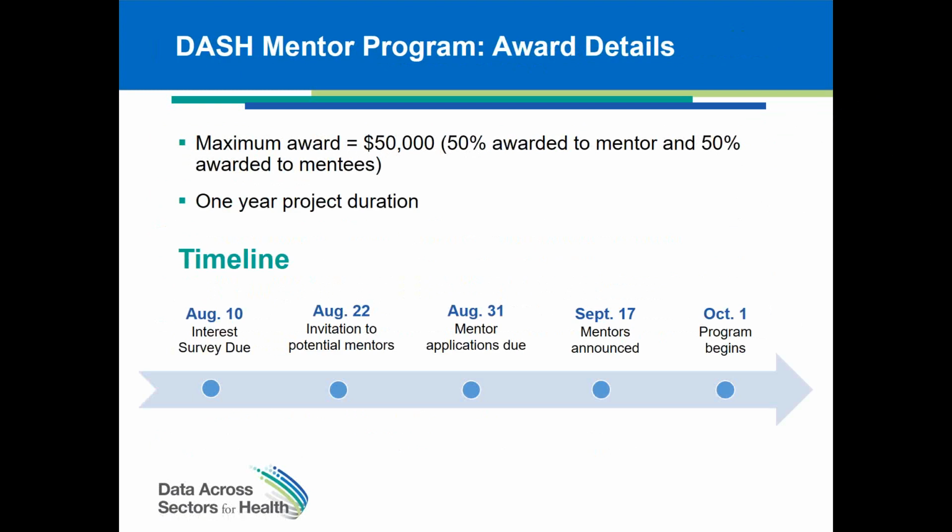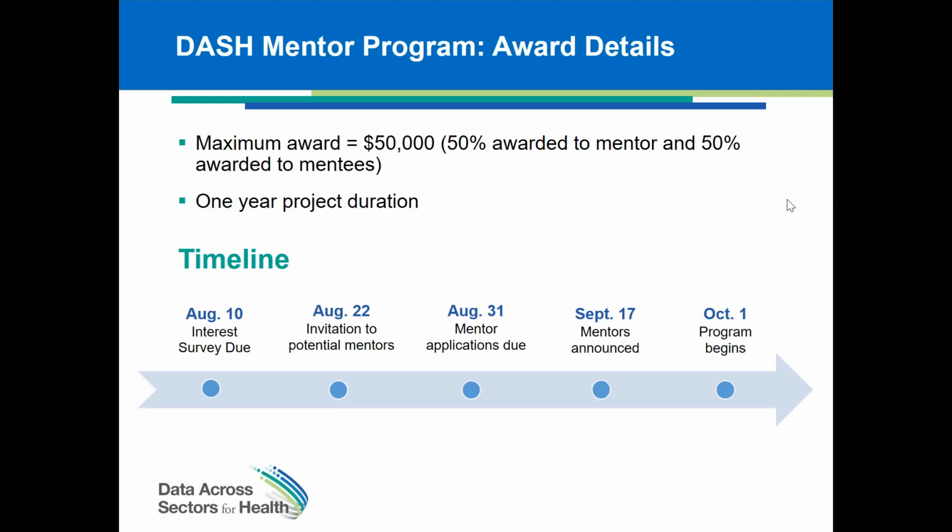So the way we're rolling this out is demonstrated here in this timeline. And so we've asked for an interest survey. We want to point out that that survey is an important first step, because the actual solicitation to apply for this funding opportunity is going to be invitation only, and we anticipate that that will go out on the 22nd with the subsequent due dates you see there.